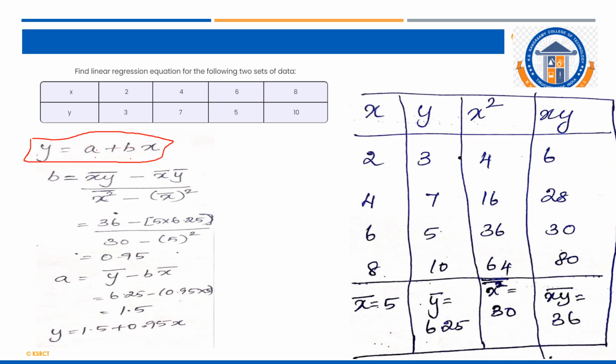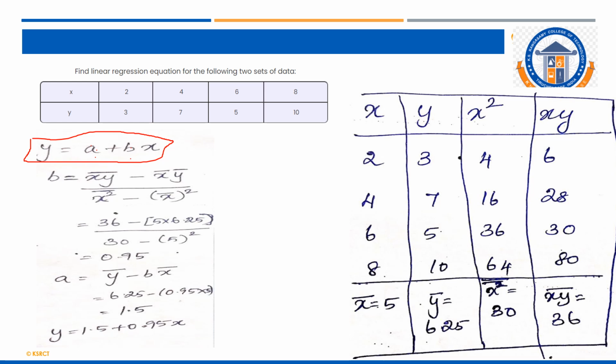The corresponding y values: for x equal to 2, y is 3; for x equal to 4, y is 7; for x equal to 6, y is 5; and for 8 it is 10. To find the a and b values, we use the formula: xy mean minus x mean into y mean, divided by x square's mean minus x mean the whole square.